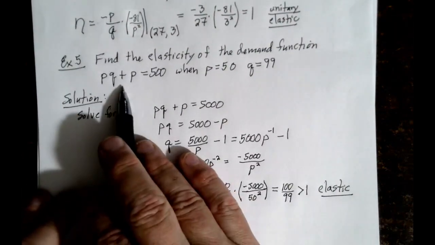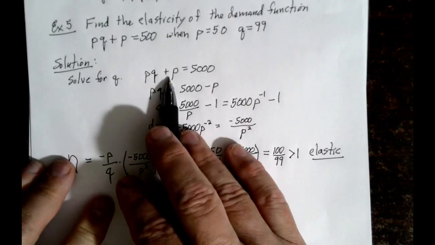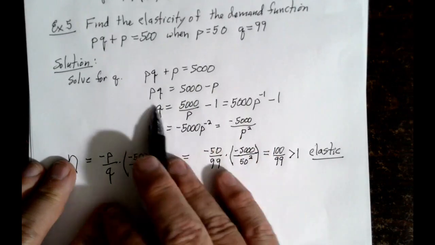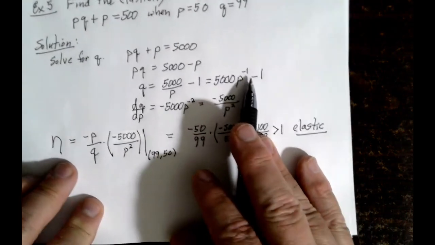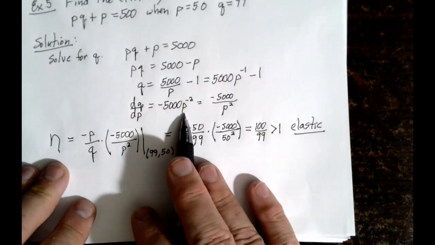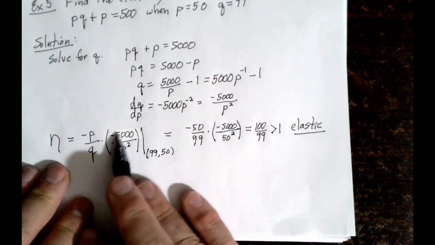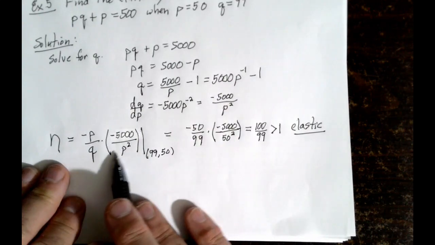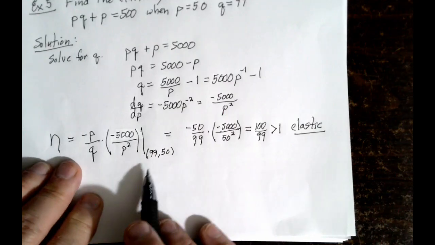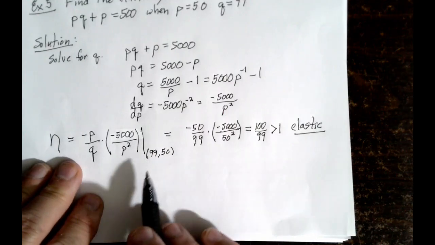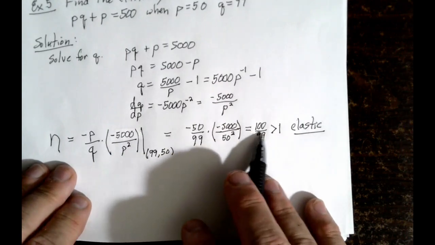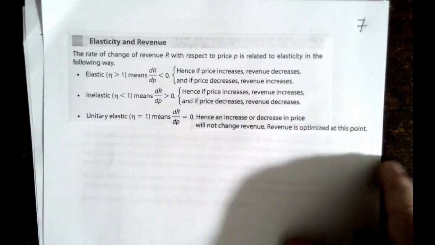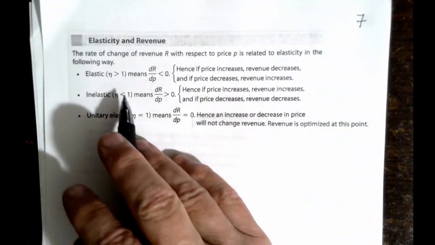Number 5, they give you this demand here. And so you got to solve that for Q. So you got to bring the P over here and you got to divide by P to get Q all by itself. And I wrote it this way to make it easier to take the derivative. When I did, I get this and I simplify it there. So now that answer goes right there as always. And they gave us Q is 99 and P is 50. We didn't have to calculate those. So we plug in all the numbers we know and we simplify it, and it's slightly greater than 1, which means it is elastic.